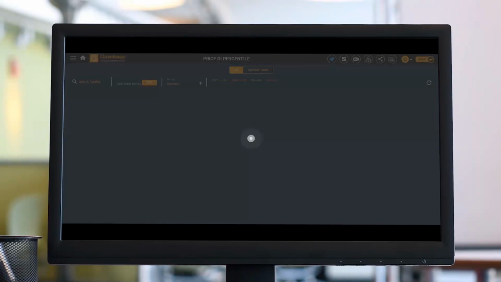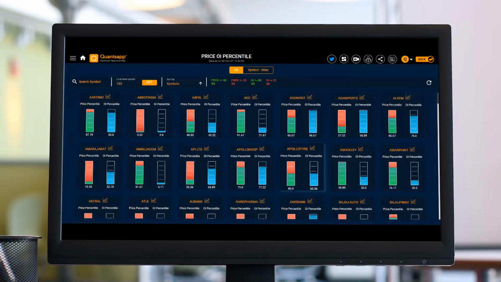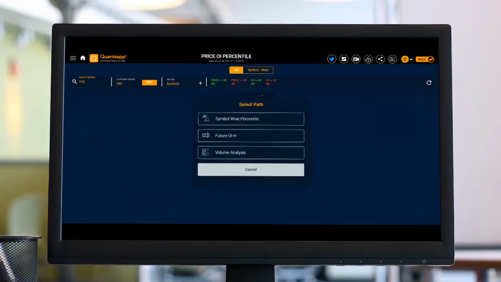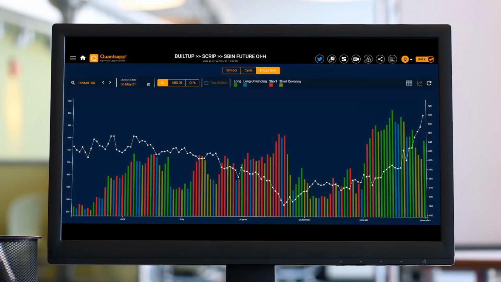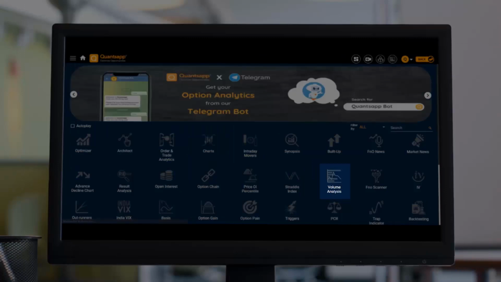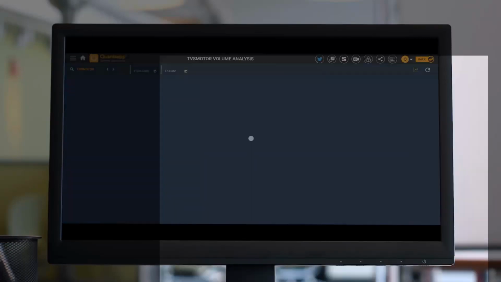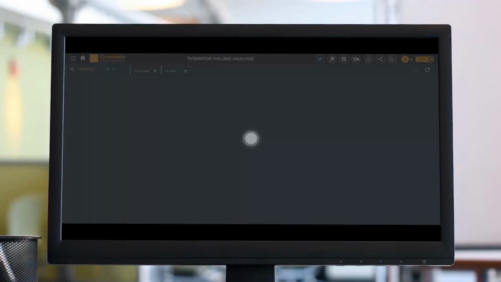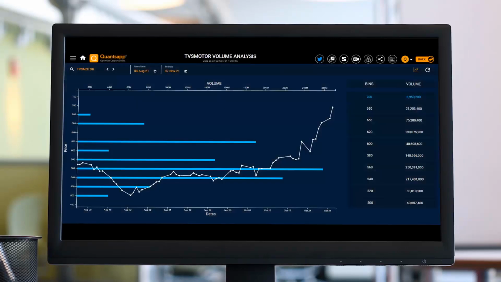Apart from Future OIH, we can also use the volume analysis tool to find out where exactly the highest volume for that particular instrument has been placed. Let's take an example of TVS Motor. I analyzed the Future OIH. I can also analyze it in the volume analysis tool, which will tell me exactly where the highest volume has been traded. So I can go ahead and identify the volume-based vital levels for my FNO instrument.